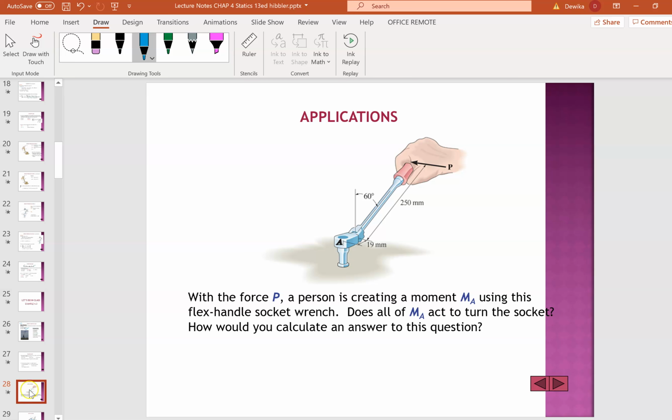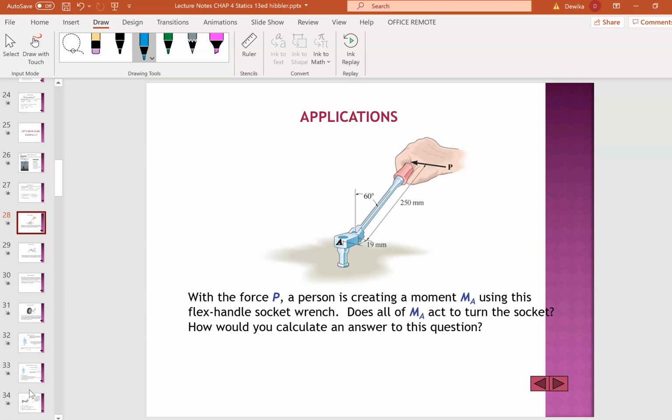The application is in anything that needs rotation. For example, look at this socket wrench. It's actually going through circular movement with a force here, and then there is the r value, the perpendicular displacement. So it causes a moment, right?